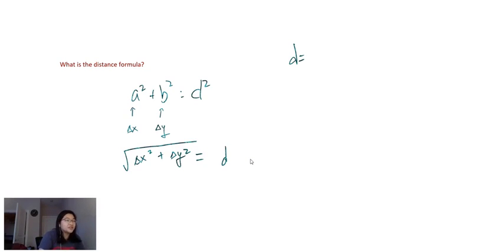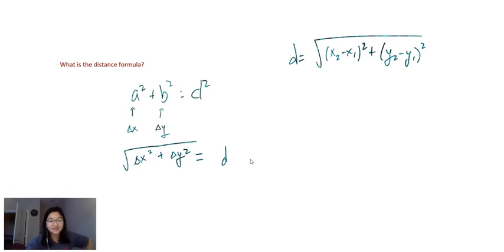So from our distance formula, we have the root, and then we'll change those delta x and delta y to x2 minus x1 squared plus y2 minus y1 squared. There you go, that's the classic distance formula.